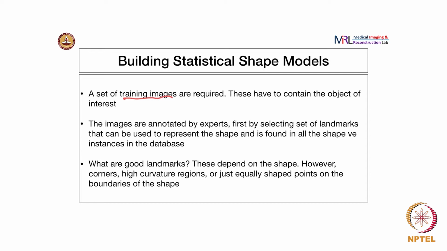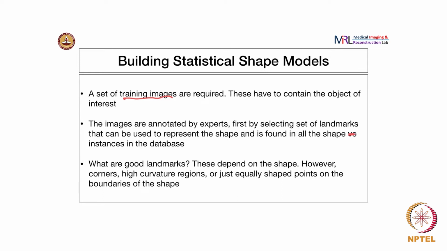And the images are annotated by experts. Here, the annotation is twofold. One is, of course, we have localized the object in the picture and cropped it out. And the second is to select a bunch of landmarks, control points, if you want to call them, that can be used to represent the shape. These control points or landmarks should be found in all the shape instances in the database.